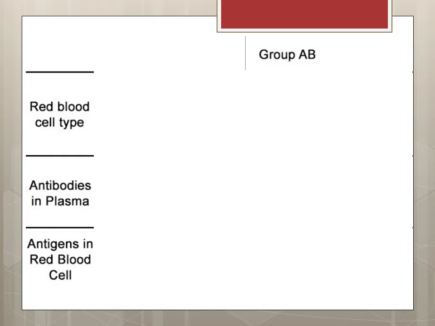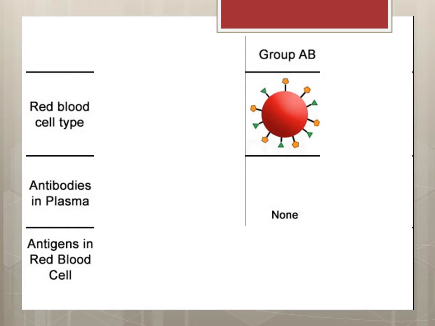Now for blood group AB, guess what it has? Which antigens it has? Antigen A and B. So it just has both. Now, because we don't want any clotting, that means it can have neither antibodies.